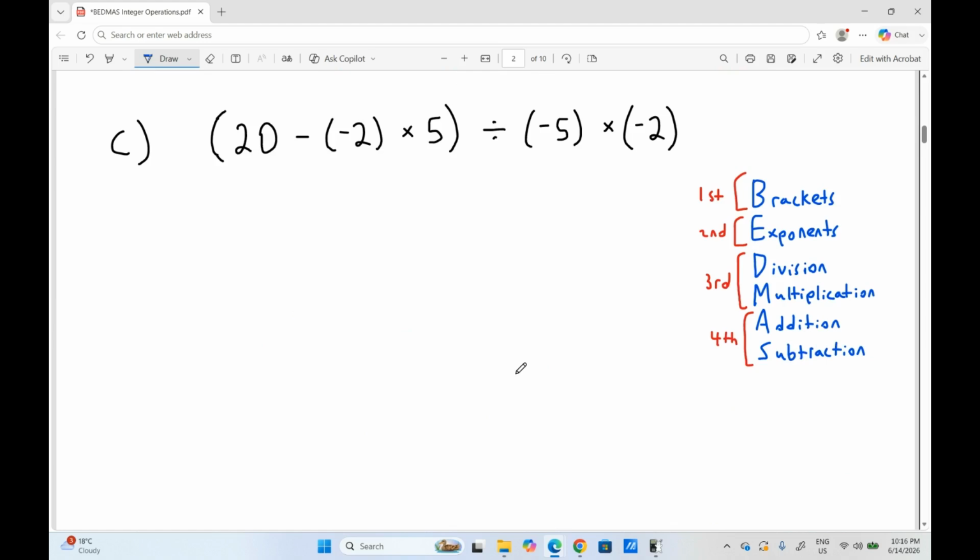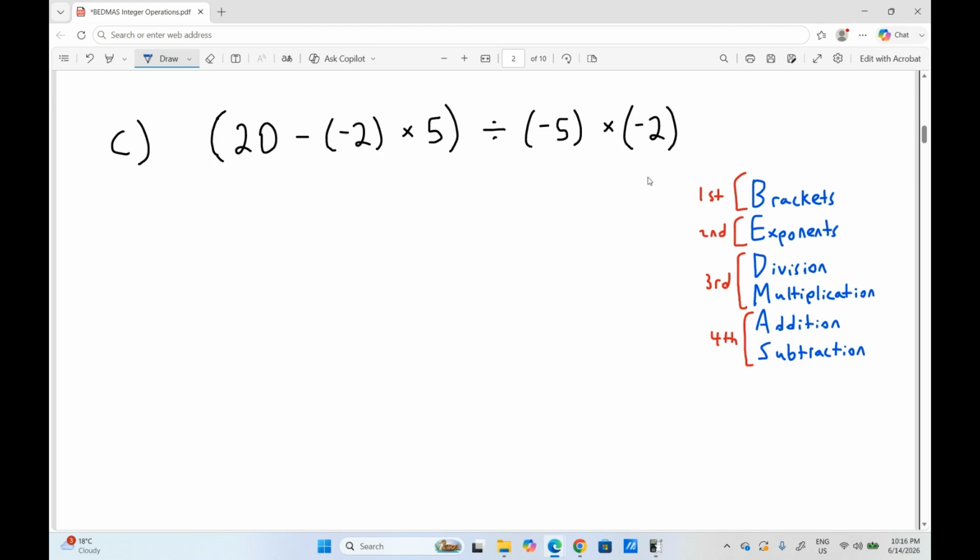Okay, now let's move on to our last example. So for this example, I want to scan using BEDMAS, so I want to solve what's in brackets first. And right now, it looks like inside of the brackets, I have 20 minus negative 2 times 5. Now, once you find something in brackets, you actually have to apply order of operations inside of the brackets as well.